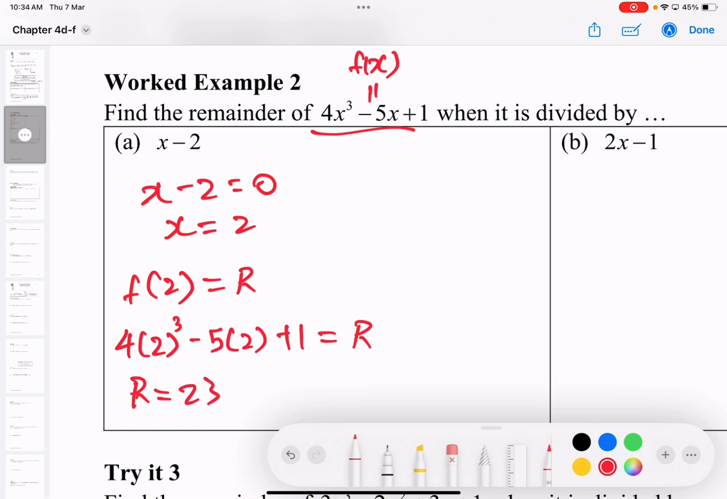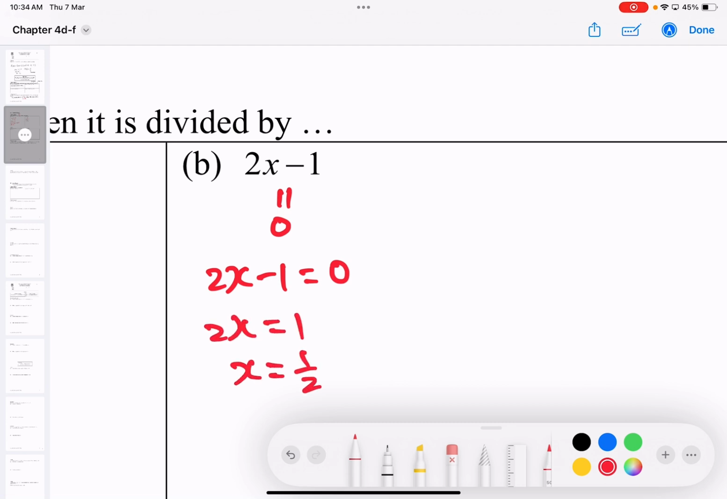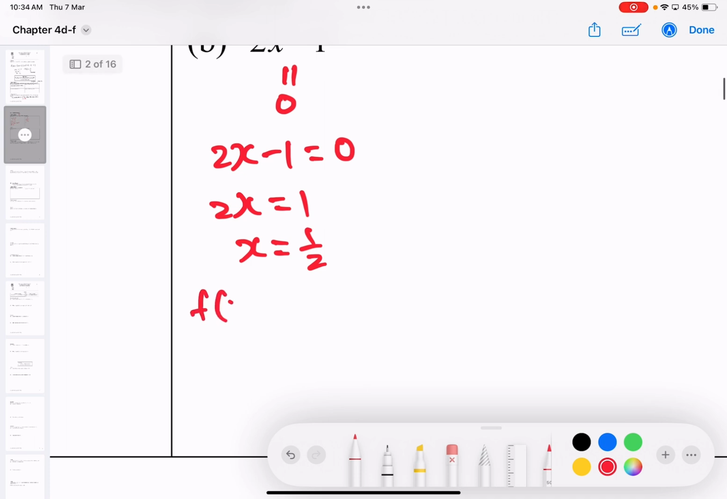Easy? It's quite simple, okay? As long as you can remember this. Next one. Remember, try to make this 0. 2x minus 1 is 0. 2x is equal to 1, x is equal to half. Substitute in this value of half inside the function, and I will get the remainder.